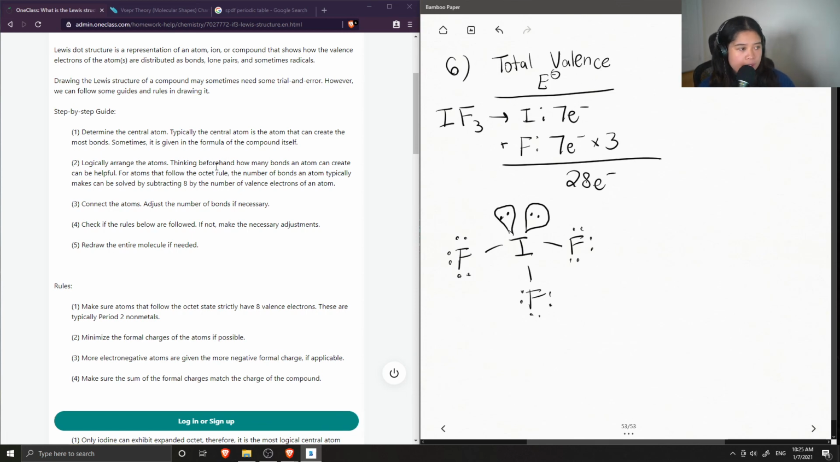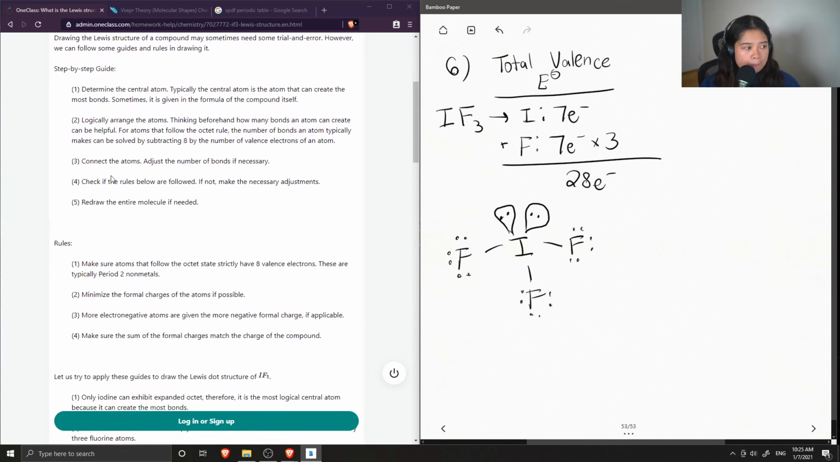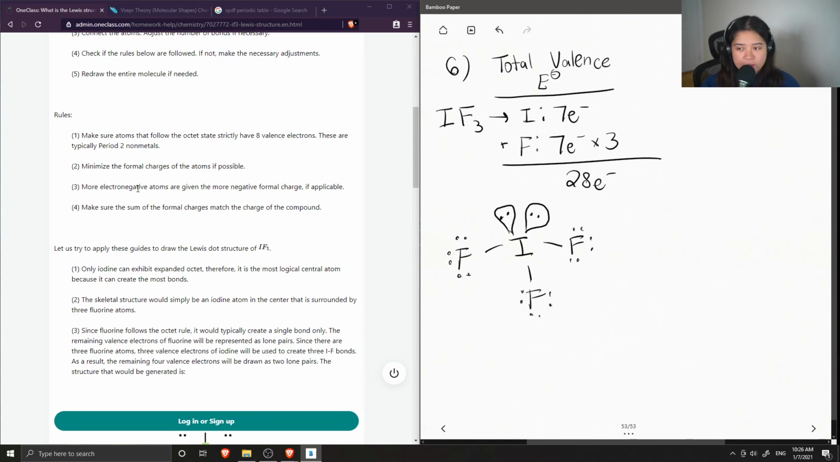Okay, so step by step, determine the central atom. Typically, the central atom can create the most bonds. Sometimes it is given in the formula of the compound itself. Step 2 is to logically arrange the atoms. Thinking beforehand how many bonds an atom can create can be helpful. For atoms that follow the octet rule, the number of bonds an atom typically makes can be solved by subtracting 8 by the number of valence electrons of an atom. And step 3, connect, adjust the number of bonds if necessary, and check the rules if they're followed, redraw the entire molecule if needed.